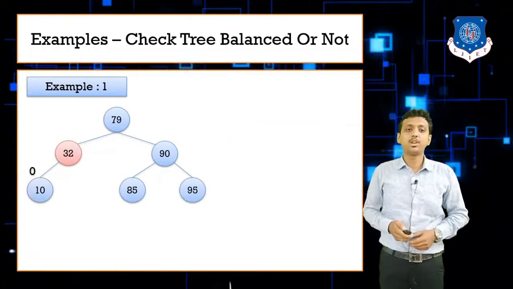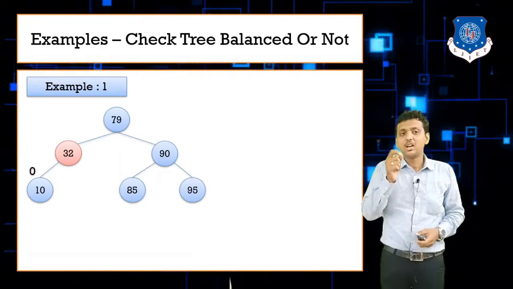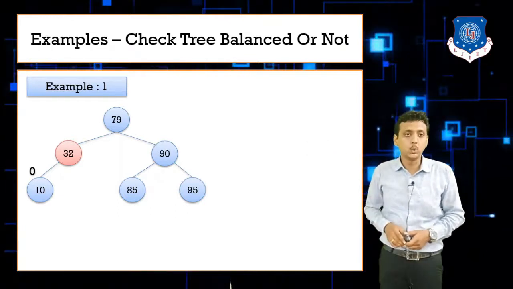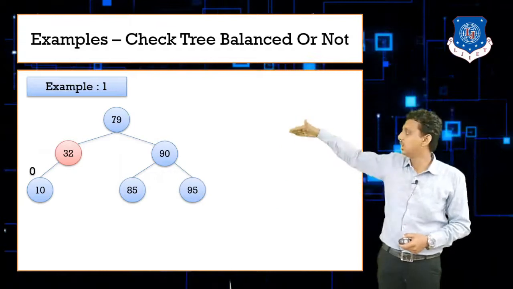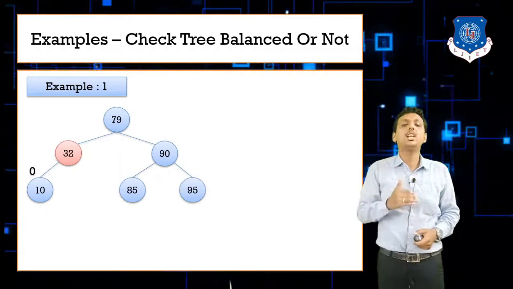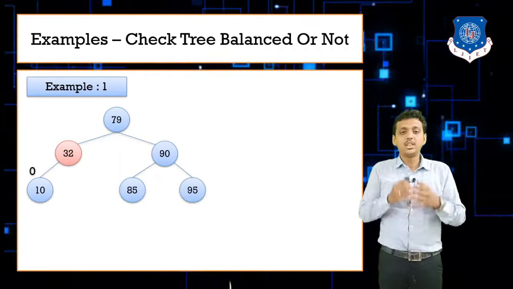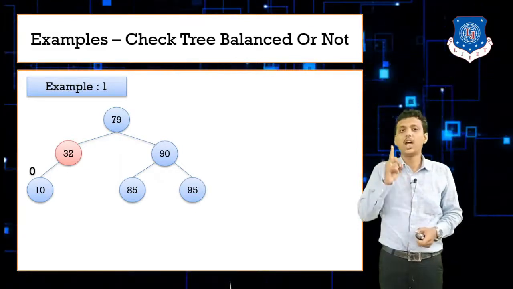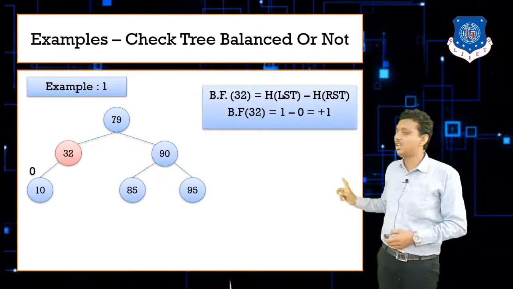Now let's move further. Next, for 32. Students, tell me, what is the height of the LST for node 32? Just calculate the height one step below. Here the child of 32 is 10, so it's only one level of hierarchy in the left subtree of node 32. That's why the left subtree height is 1. For node 32, the height of the left subtree is 1 and the height of the right subtree is 0.